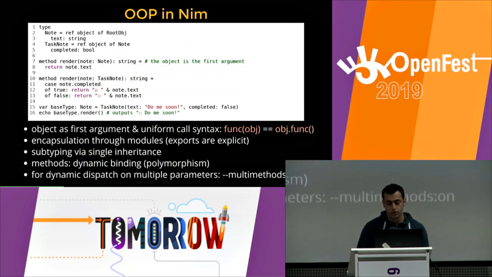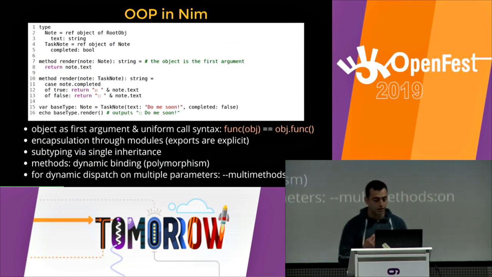How is object orientation and OOP done in Nim? Well, as we can see, types don't have methods in themselves, but we're defining procedures and methods outside of the types. And always the first argument to the procedures and the methods is the actual object we'll be working on. And another thing is that most languages which have modules, they by default export everything. But Nim by default doesn't export anything from a module. You have to be explicit about what gets exported.